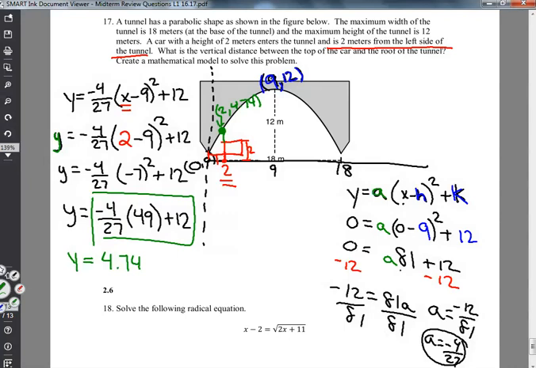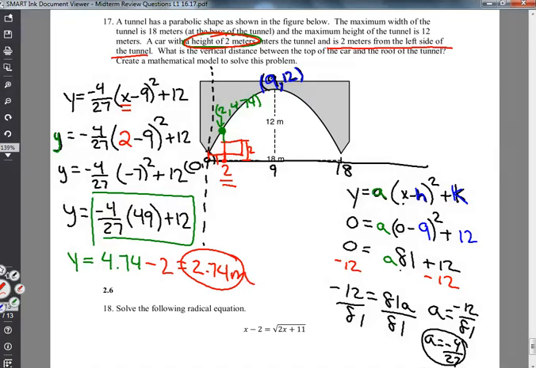So if the roof is 4.74 meters tall and the car has a height of 2 meters, I want to subtract, and the space in between is how far the car is away from the tunnel.